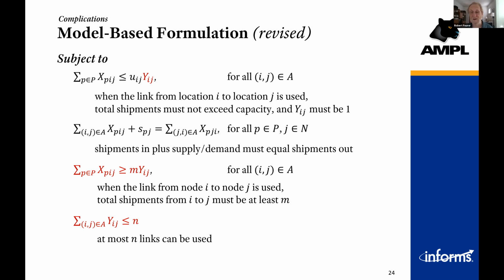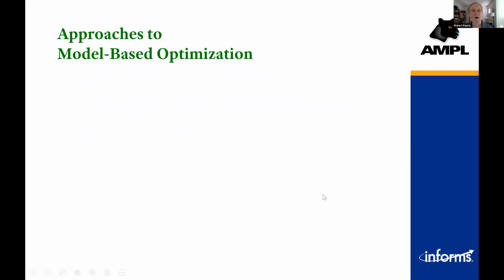Okay. So that's in a nutshell the difference between model-based and method-based optimization. And given that I'm doing model-based optimization, I then can consider what way should I do that. And so I'm now faced with my second part, which is approaches to model-based optimization.